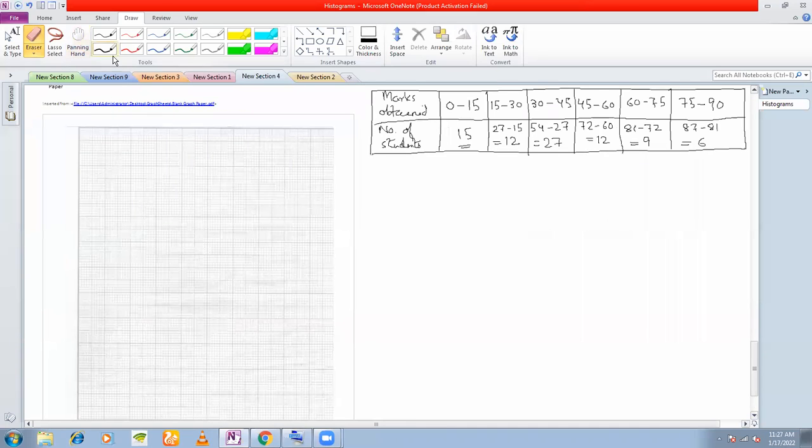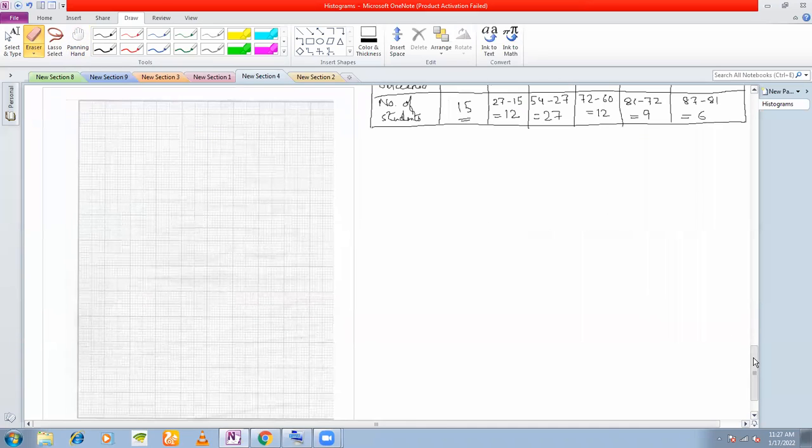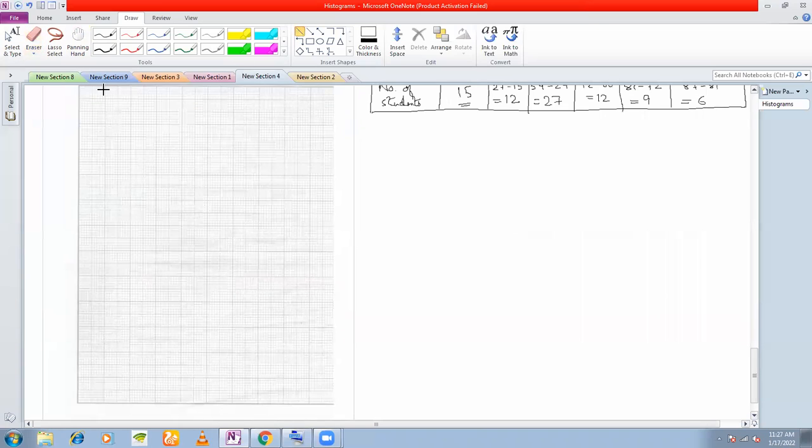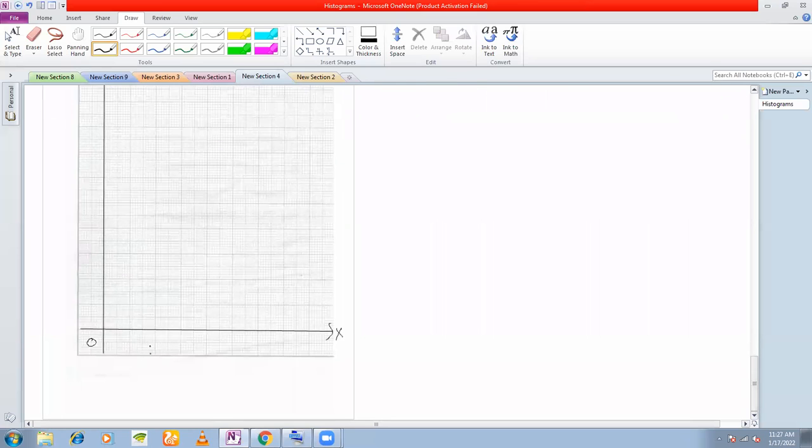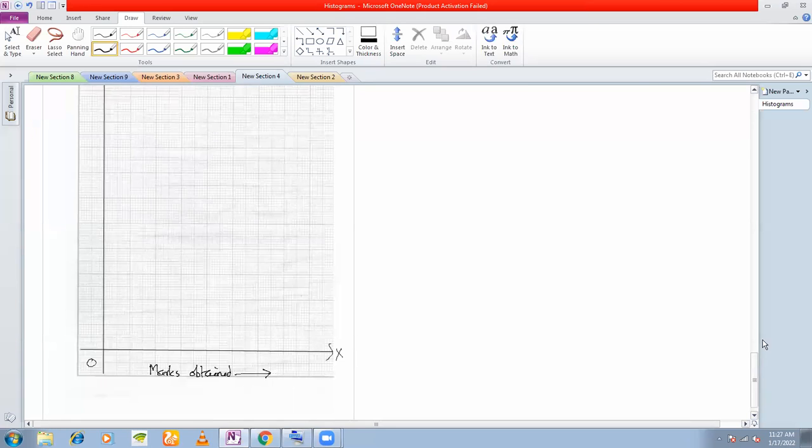Yes, sir. Let's draw the X and Y axis. Very quickly, let's finish the histogram. This is our Y axis. And this is our X axis. And this is the origin. And what are we plotting in the X axis? Marks obtained. So we'll write here marks obtained. What are we plotting in the Y axis? Number of students. We'll write here number of students.